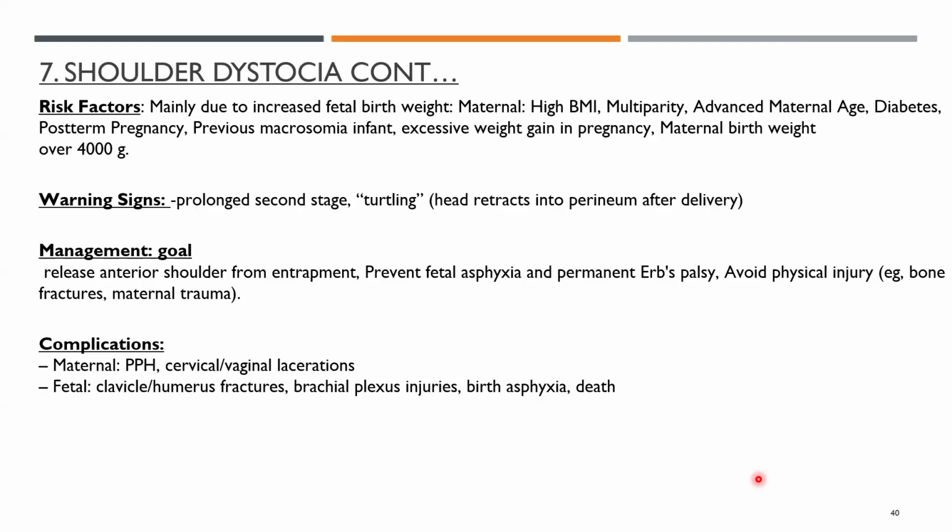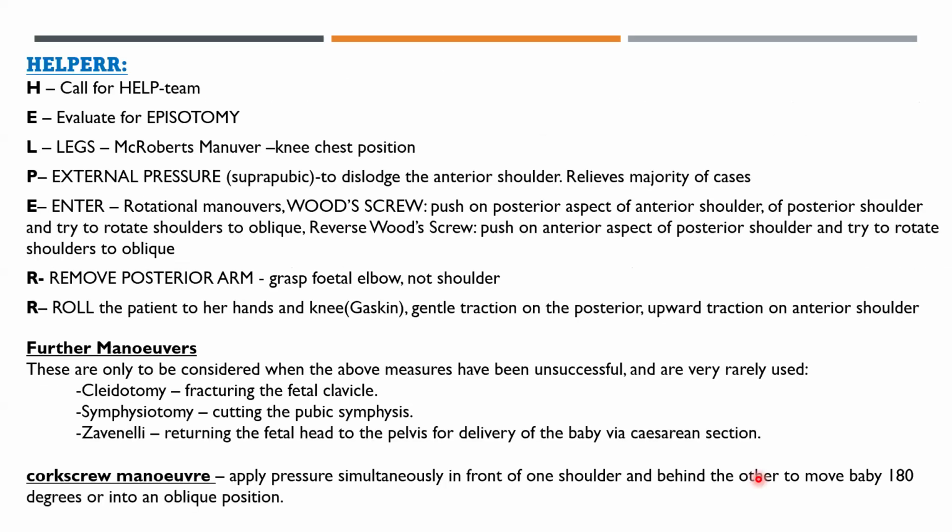So what is the management? You want to release the shoulders, release the entrapment. The important part is to prevent fetal asphyxia and prevent any maternal trauma. Complications include PPH, lacerations, and in fetal cases, sometimes even clavicle and humerus fractures, brachial plexus injuries, birth asphyxia, and in some worst case scenarios, even death. So how do we do this?